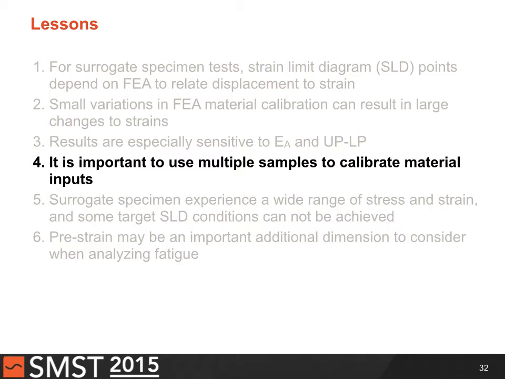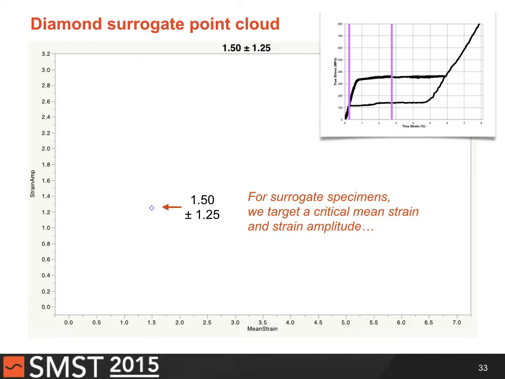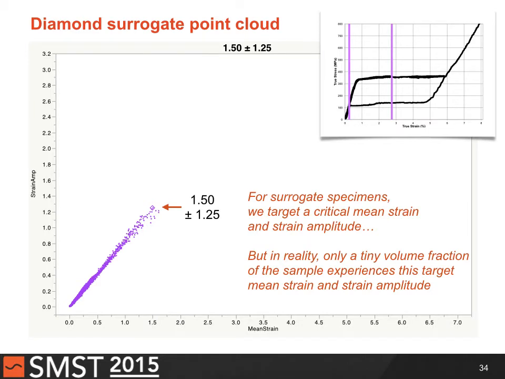Okay, on to the next point. So here's where I want to highlight this fact, right? That when we do these surrogate samples, we're going to populate a strain limit diagram. Let's say we decide which points we want to investigate, and we'll pick them and put them on the chart here. And then we'll do some FEA to figure out what displacements we need in order to achieve those. Pretty standard. But the point is, we don't have just one point in that sample. We have all of these points.